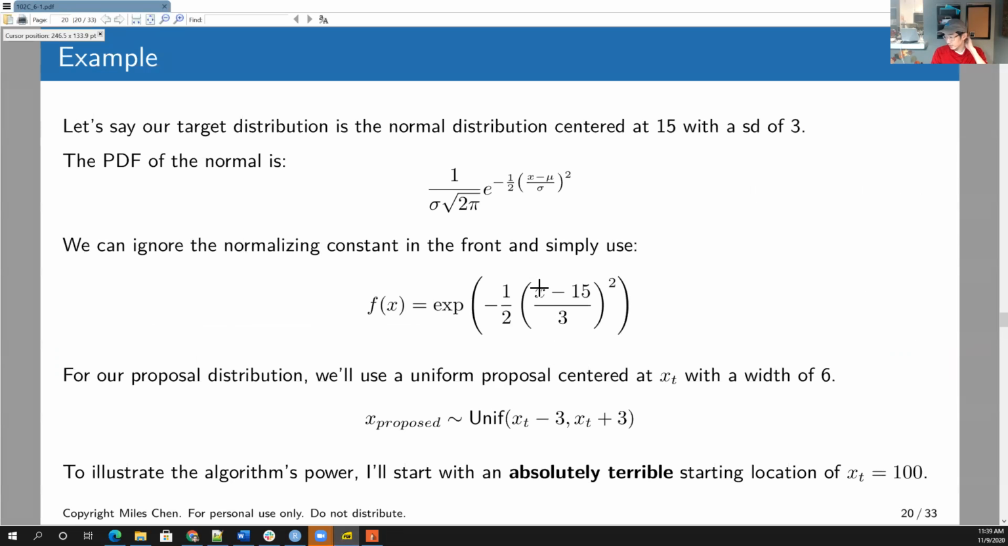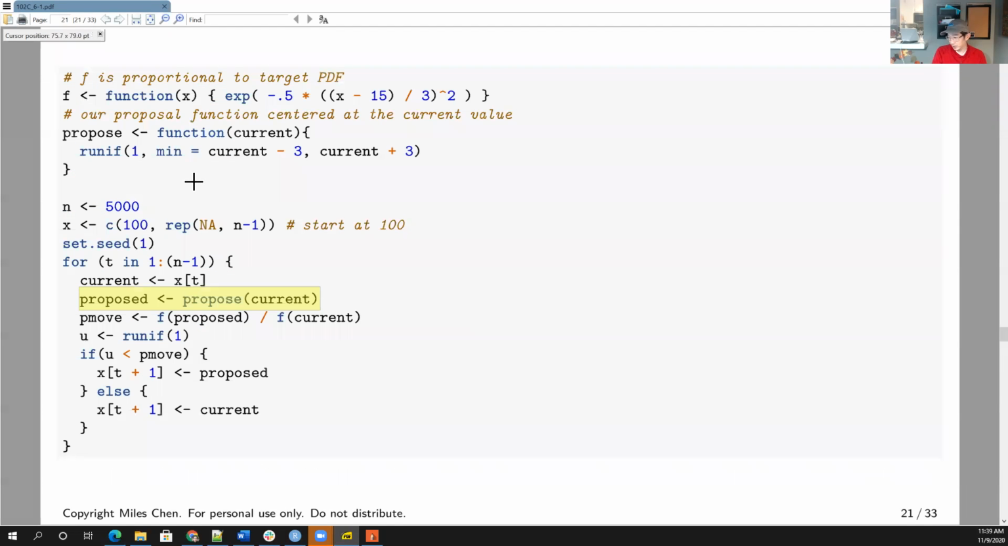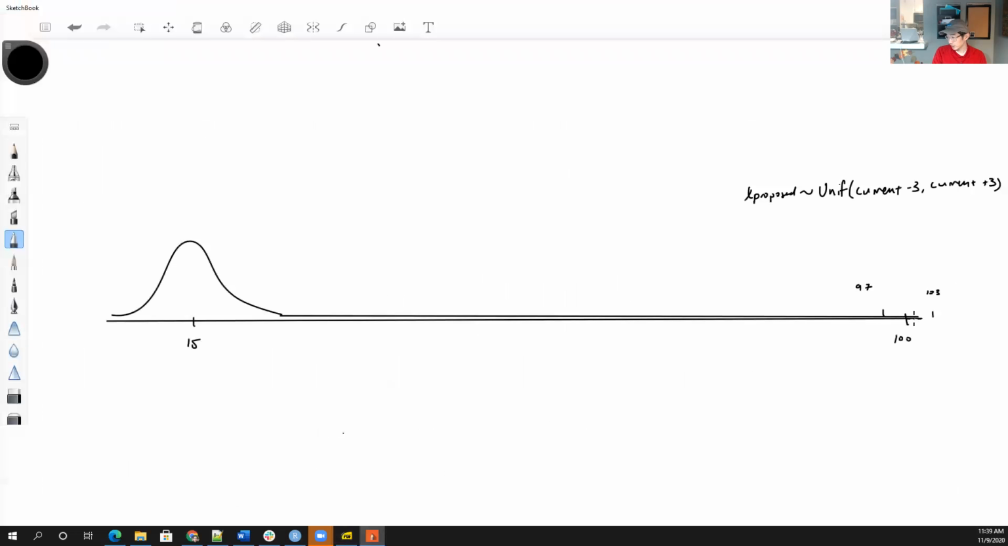okay, if x is at 100, this numerator is 100 minus 15, it's 85, divided by 3 squared, and it's raised to the negative, right? So this is some number, right? If you propose anything closer to 15, say 97 minus 15, it only has a difference of 82. 82 squared is going to be smaller. And so it's going to have a higher probability because it's raised to the negative of that thing. So any values that are proposed that are closer to 15 are going to get accepted.